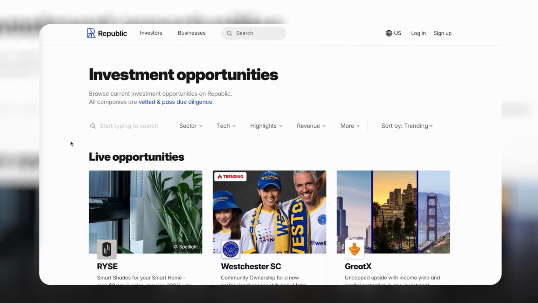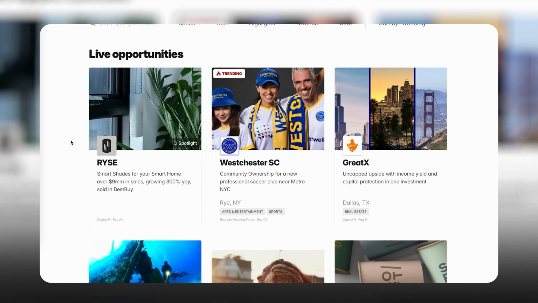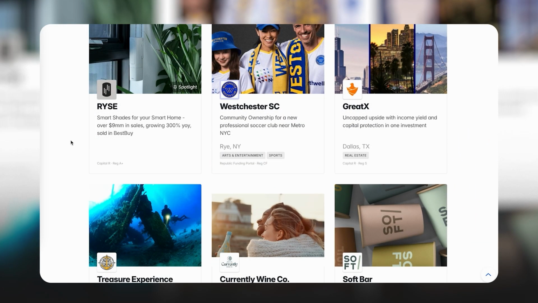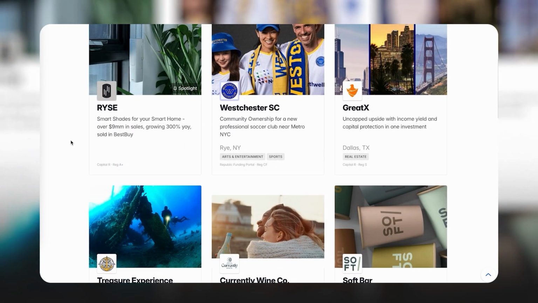So live deals, this is really kind of like the crowdfunding platform of Republic, where you can invest in new and growing startup companies. Typically, this is going to be under three major regulations. This is going to be under Regulation A+. These are a lot more costly for startup companies, and usually it's a company that's a little bit further along that's doing a Reg A+ raise, which allows you to raise upwards of $75 million in a 12-month period.